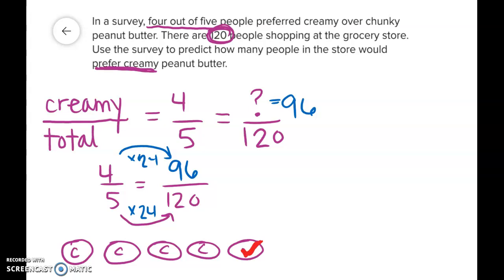All right, hope that one made sense. So this is a part to total ratio, part to whole. All right. This is example number 2.